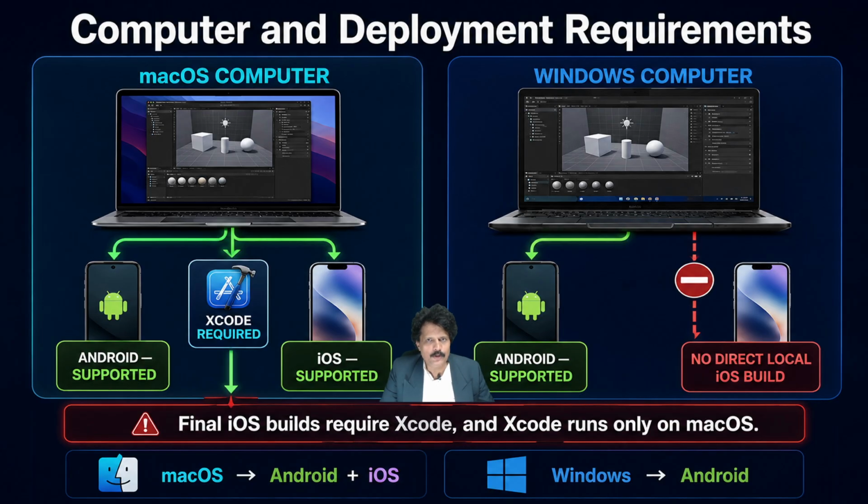Next, for computer and deployment purposes, your computer operating system affects which mobile platforms you can build for. A macOS computer can be used to develop and deploy Unity applications to both Android and iOS devices, provided the required development tools are installed. A Windows computer can be used to develop and deploy applications to Android devices. However, creating a final iOS build requires Xcode, and Xcode is available only on macOS. Therefore, if you have only a Windows computer and an iPhone or iPad, you will not be able to complete the normal local iOS deployment process directly.